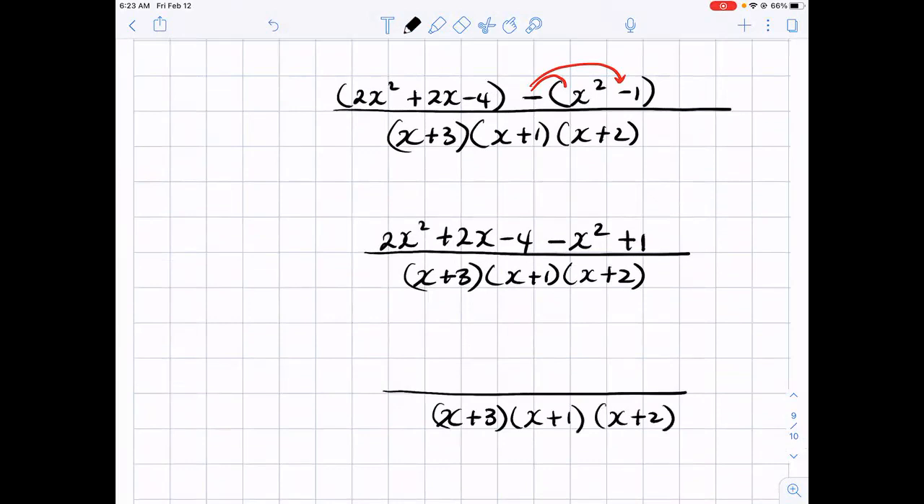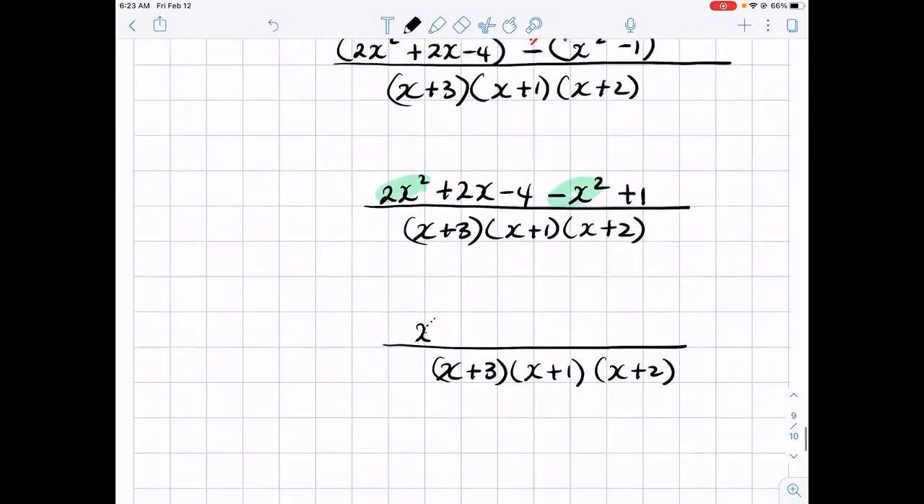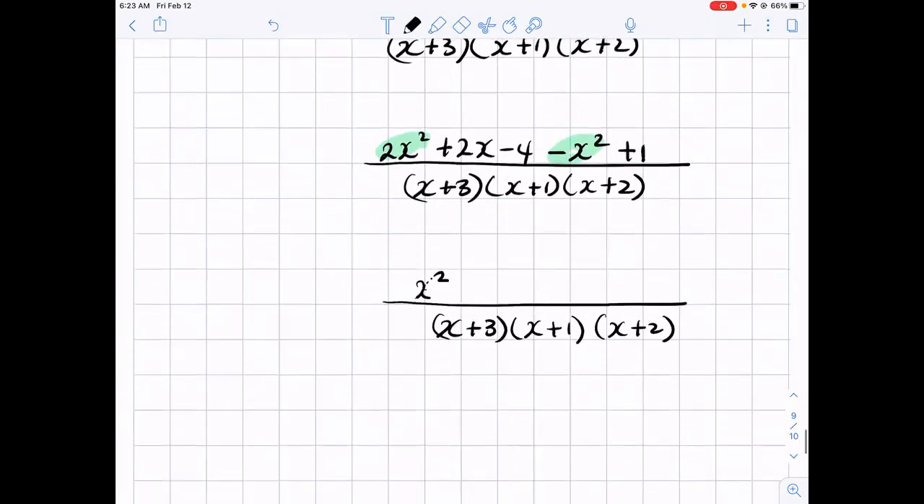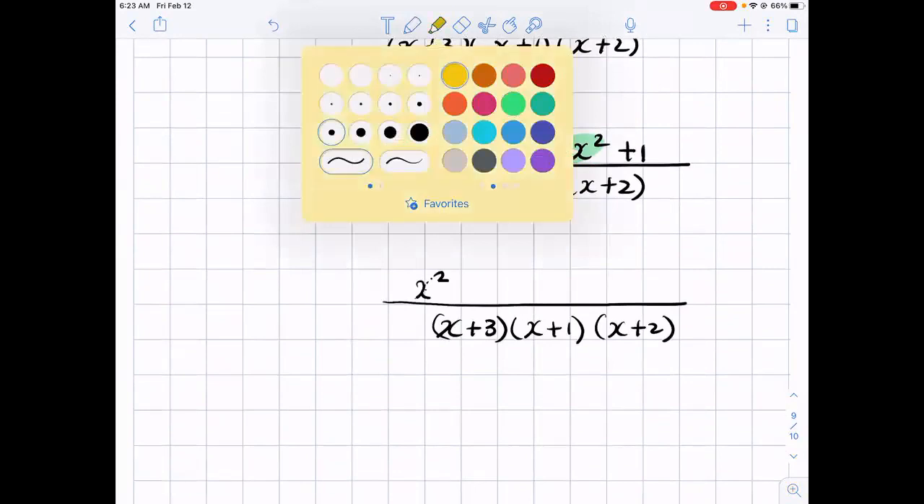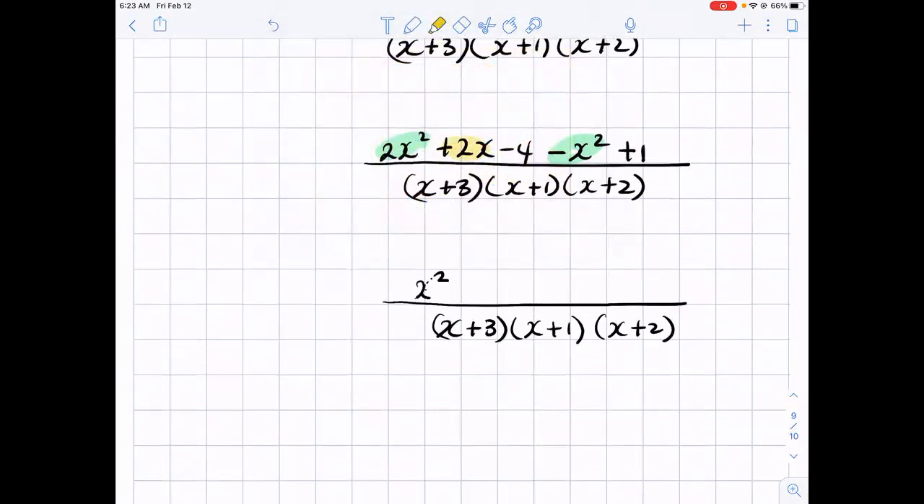So if we combine 2x squared minus x squared, that becomes x squared. Okay, and there is no other term but the 2x, so we bring down the 2x. And if you look, we have a minus 4 and a plus 1, so that becomes minus 3.